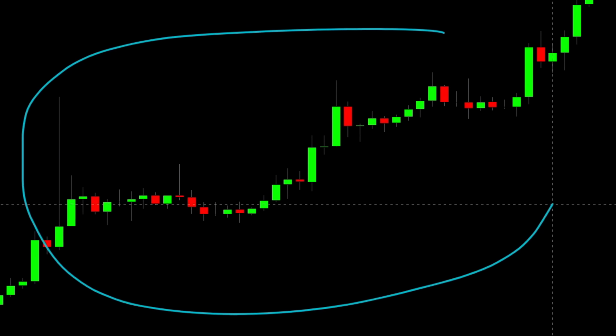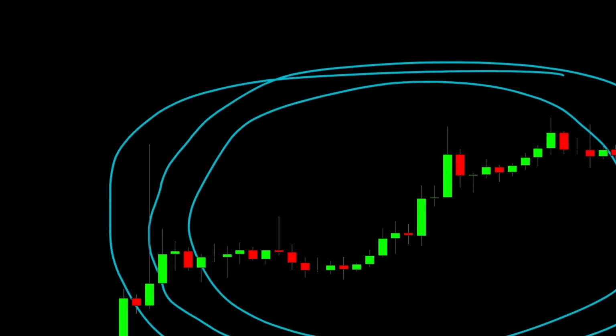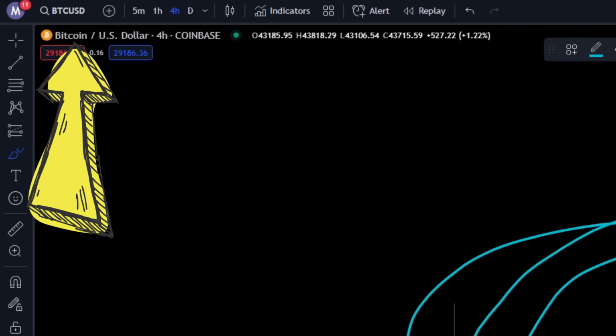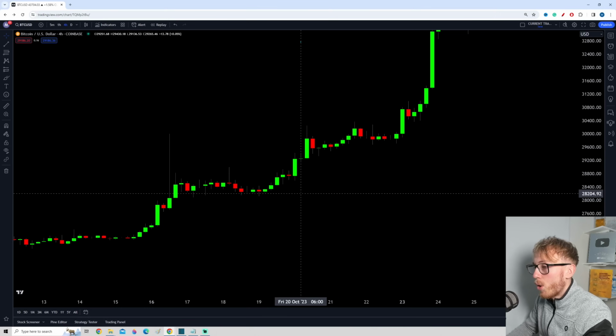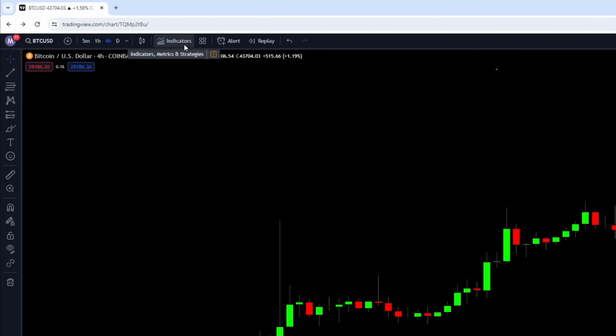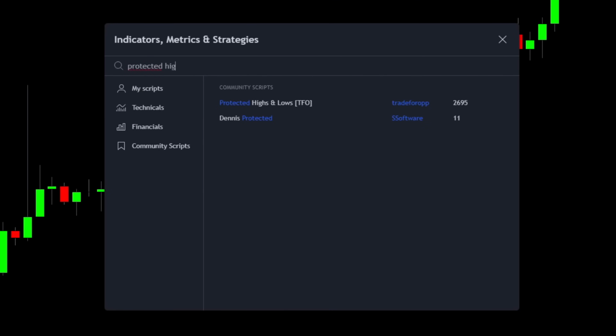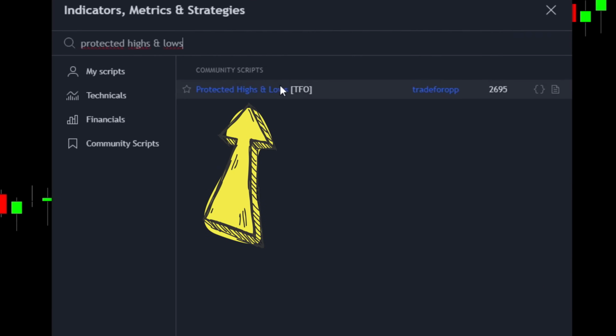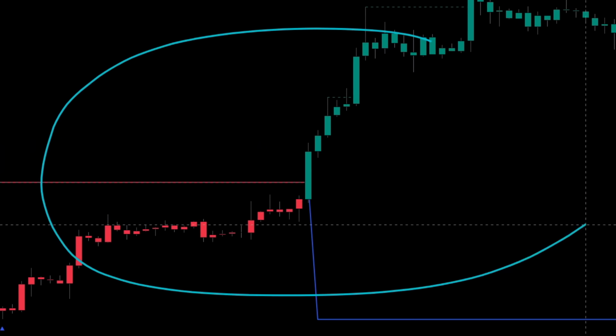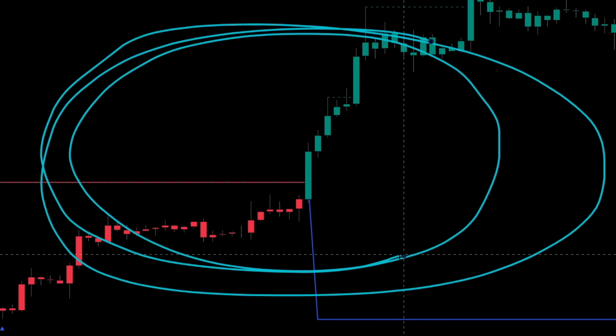So let's start this video off here by opening up a clean chart. Right now, as I'm speaking, I'm looking at Bitcoin on the 4-hour time frame. To open the indicator, we want to go up here to the indicators tab, and you want to search for protected highs and lows. And you want to go down and open up the indicator created by Trade4Op. And now, as you can see, the indicator has appeared here on the chart.